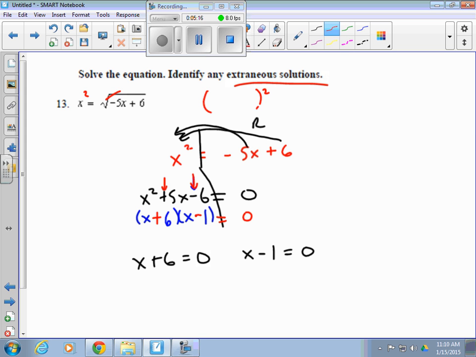We know how to get x by itself for the first one. We subtract 6 on both sides, so we get negative 6. And we know how to get x by itself on the second one. We add 1 to both sides. We get x equals 1. So we have two possible answers, negative 6 and 1.